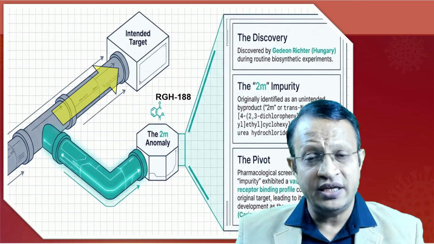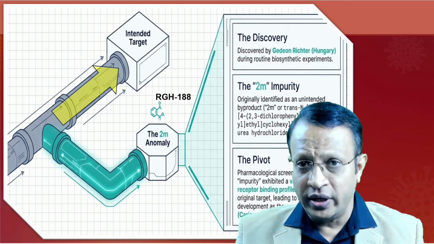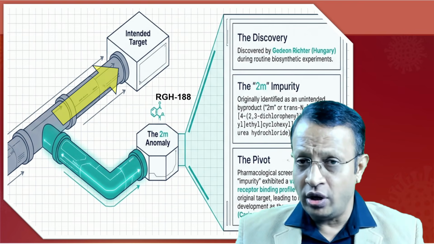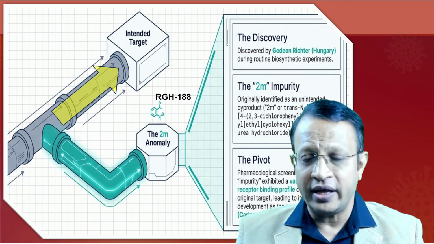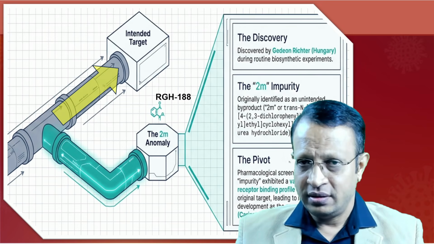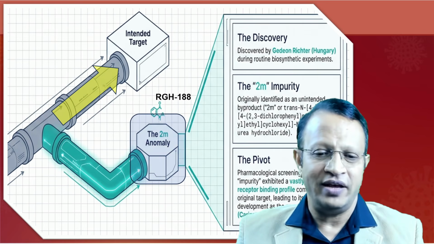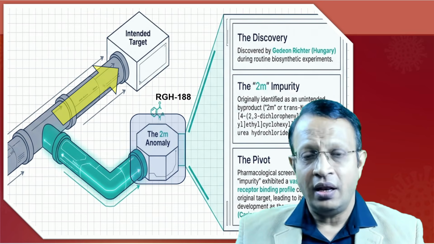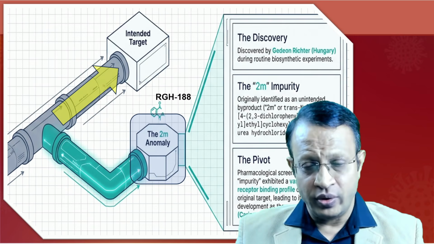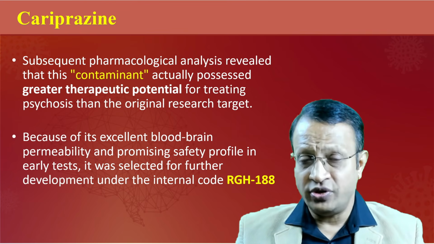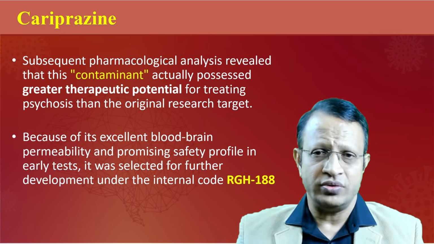Later, it was called RGH188 because this impurity 2M was considered to be very pivotal. Later, considering that this molecule played a crucial role in antipsychotic activity, my dear friend, the discovery of cariprazine was by an accident, and it was a nice accident, my dear friends. Although 2M was considered to be an anomaly and an impurity, later it was found to be very effective in treatment of psychosis. Further, this so-called contaminant possessed therapeutic potential in treatment of psychosis.